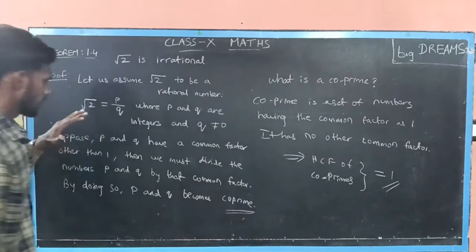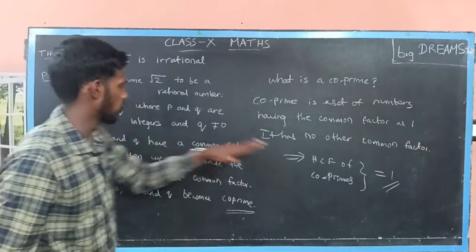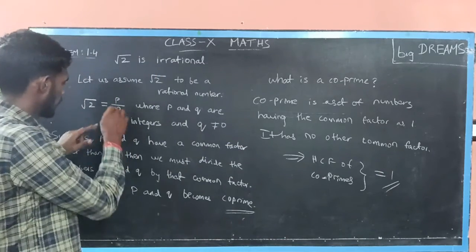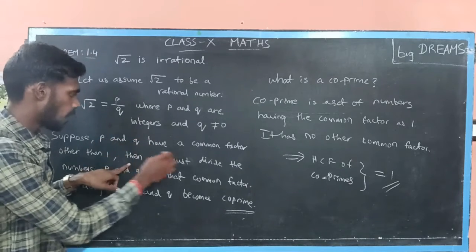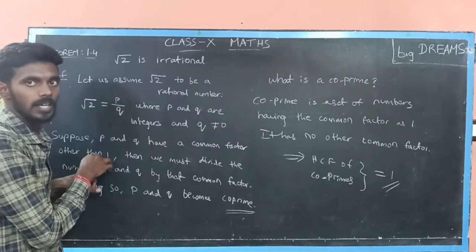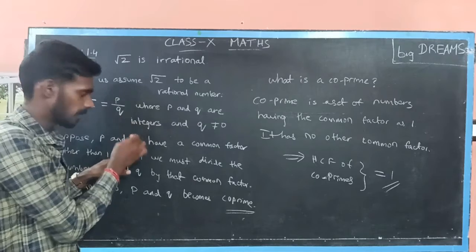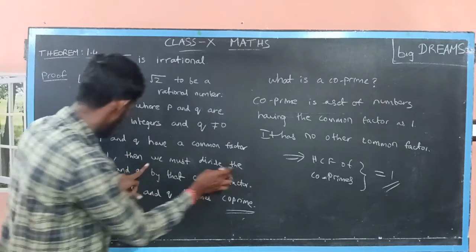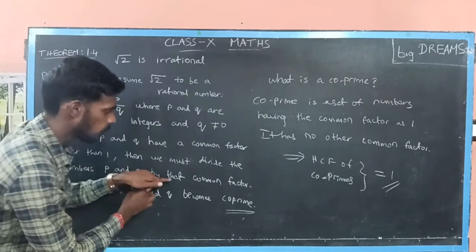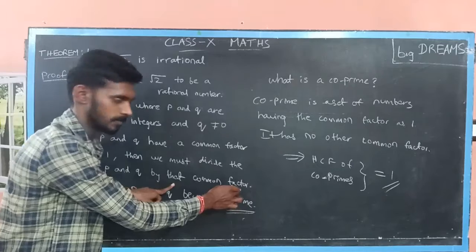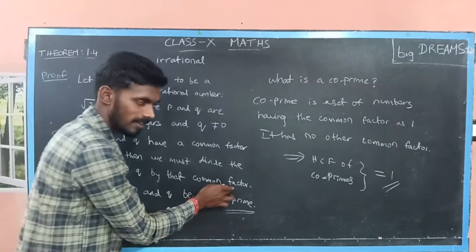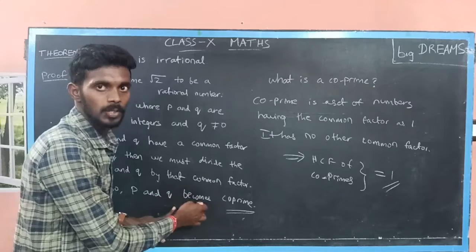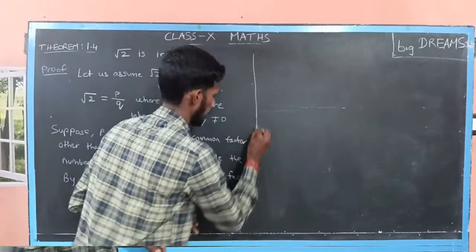Okay, so I am applying this co-prime concept here. Suppose P and Q are not co-primes, that is, they have a common factor other than 1, we have to make them co-prime numbers. For that, I have to divide the numbers P and Q by that common factor. After dividing P and Q by the common factor, P and Q become co-prime numbers.